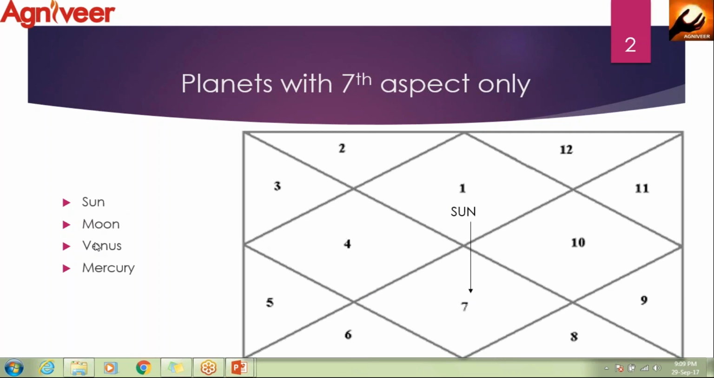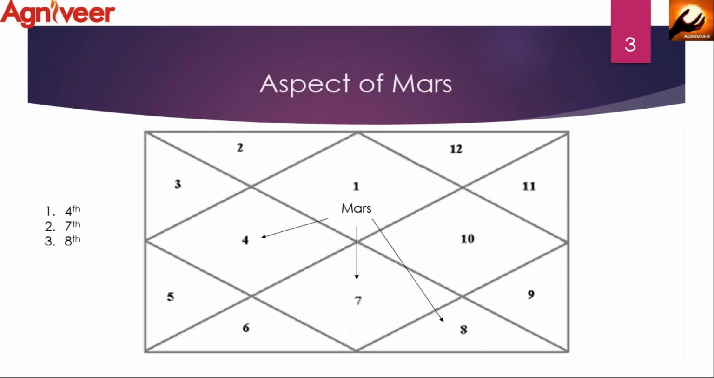Same thing for Moon, Venus, and Mercury. So all these planets only have seventh aspect. So the place they are deposited, and also the sign or the house exactly opposite to it, or the seventh house from it. So this is the meaning of seventh aspect. Now let's move to all other planets. So we have covered only 4 planets till now. These planets only have seventh aspect, as you can see. So what about others? Let's see.